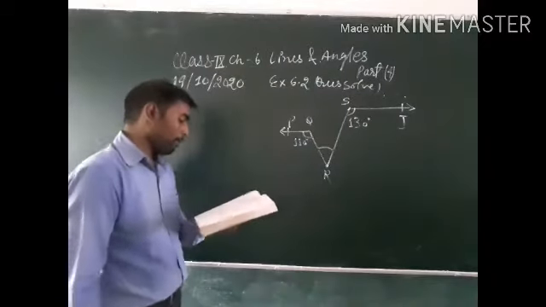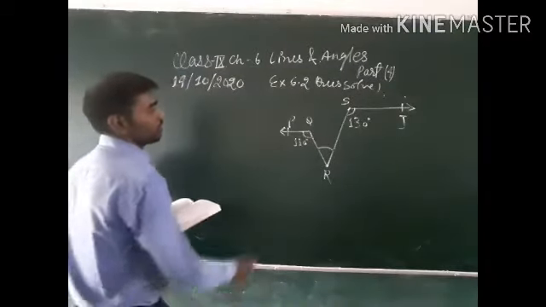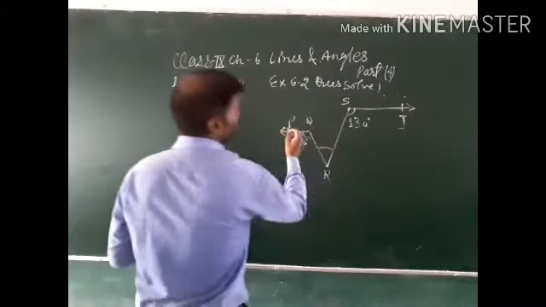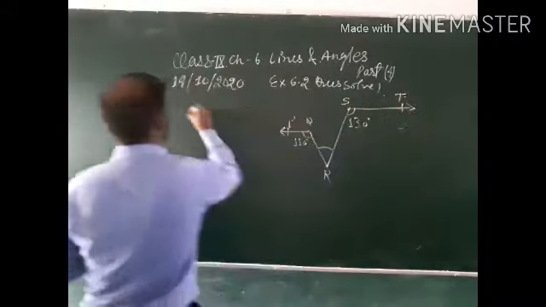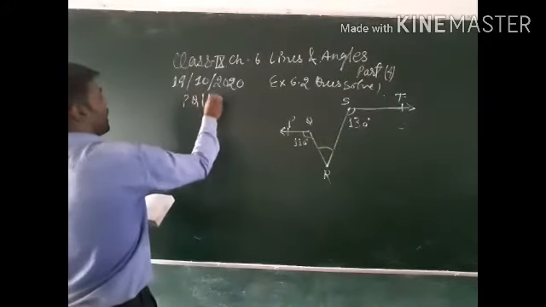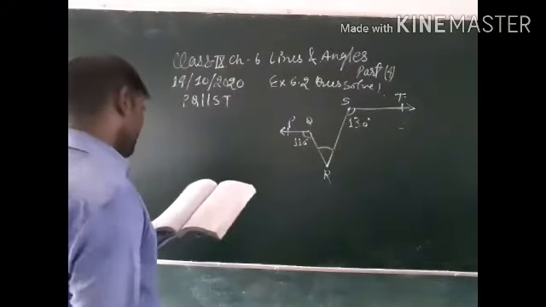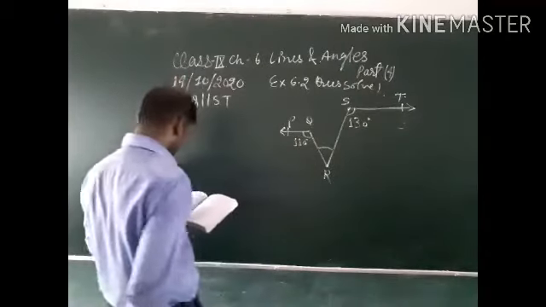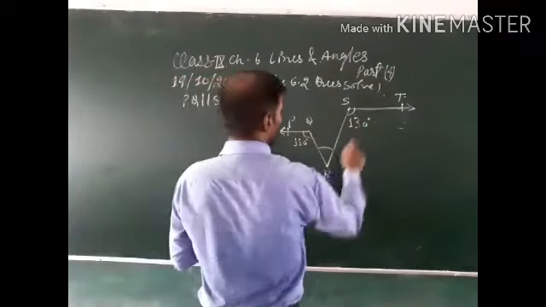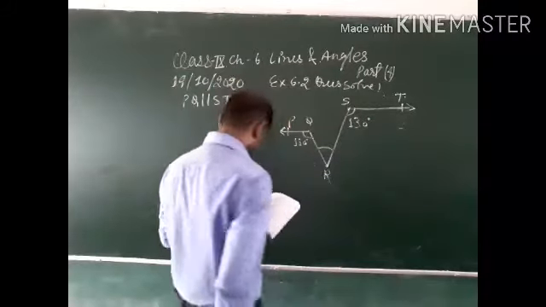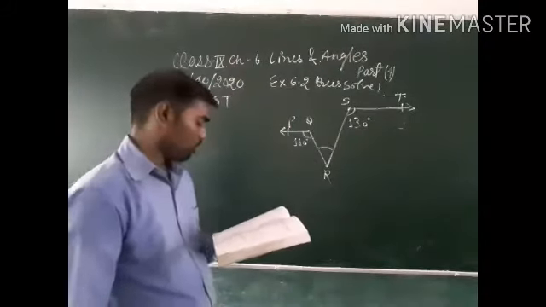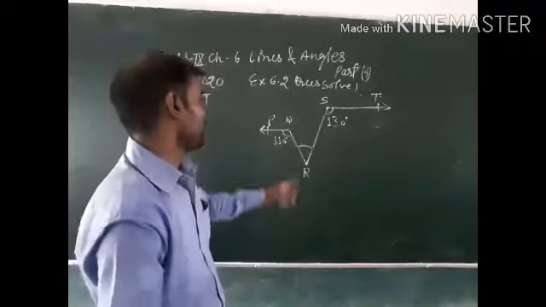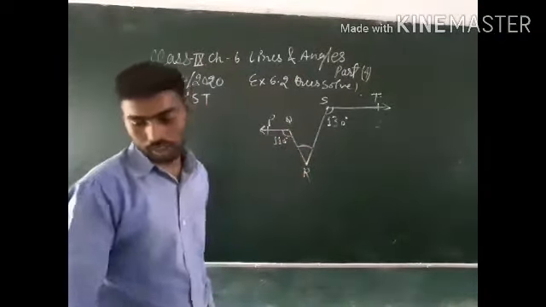The question gives PQ parallel to ST. PQ and ST are parallel lines, and PQR is 110 and RST is equal to 130. So we are interested in finding the value of angle QRS.